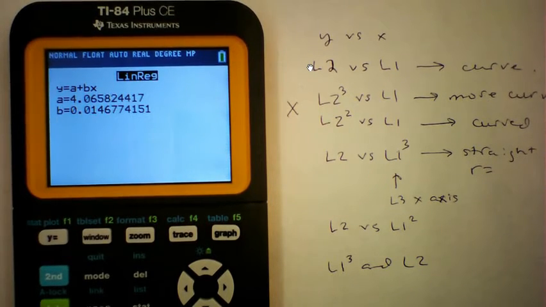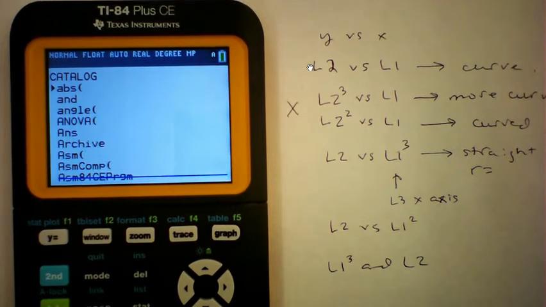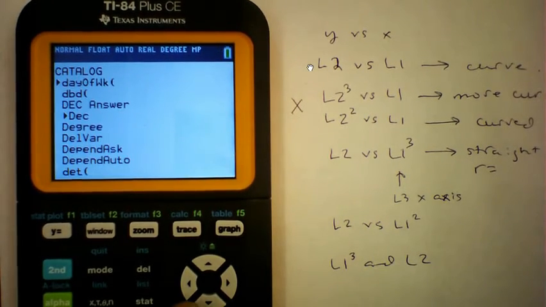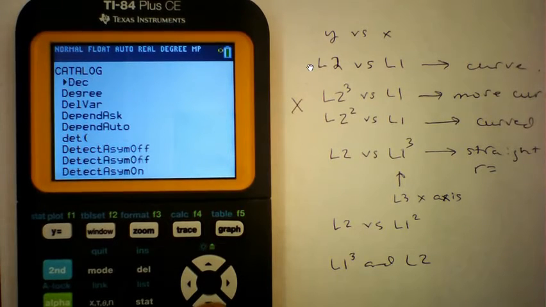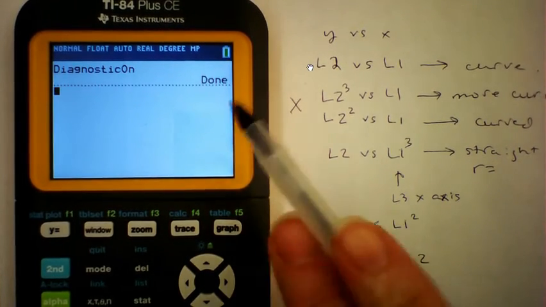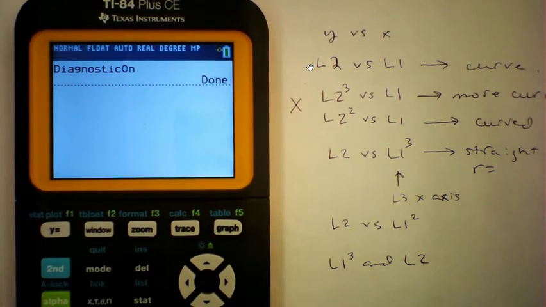And okay, my diagnostics aren't on, so I'm going to go to catalog, alpha D, turn on the diagnostics. This is kind of annoying, but so turned on the diagnostics, and then I can just go enter, and it'll bring it back up.